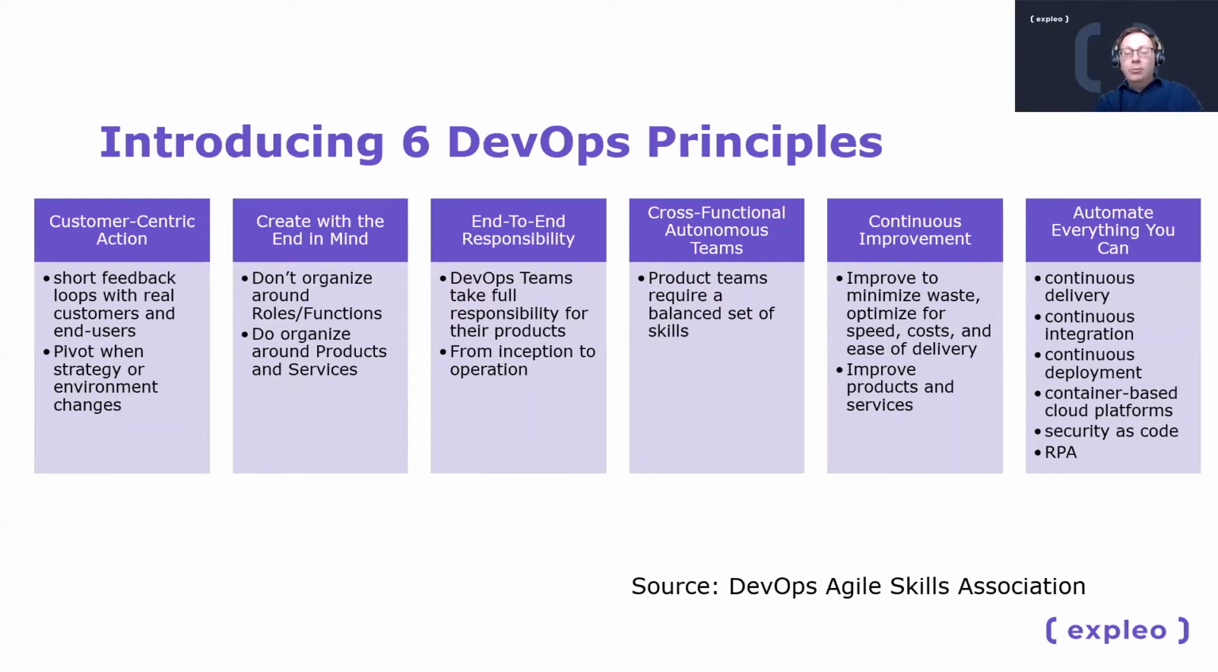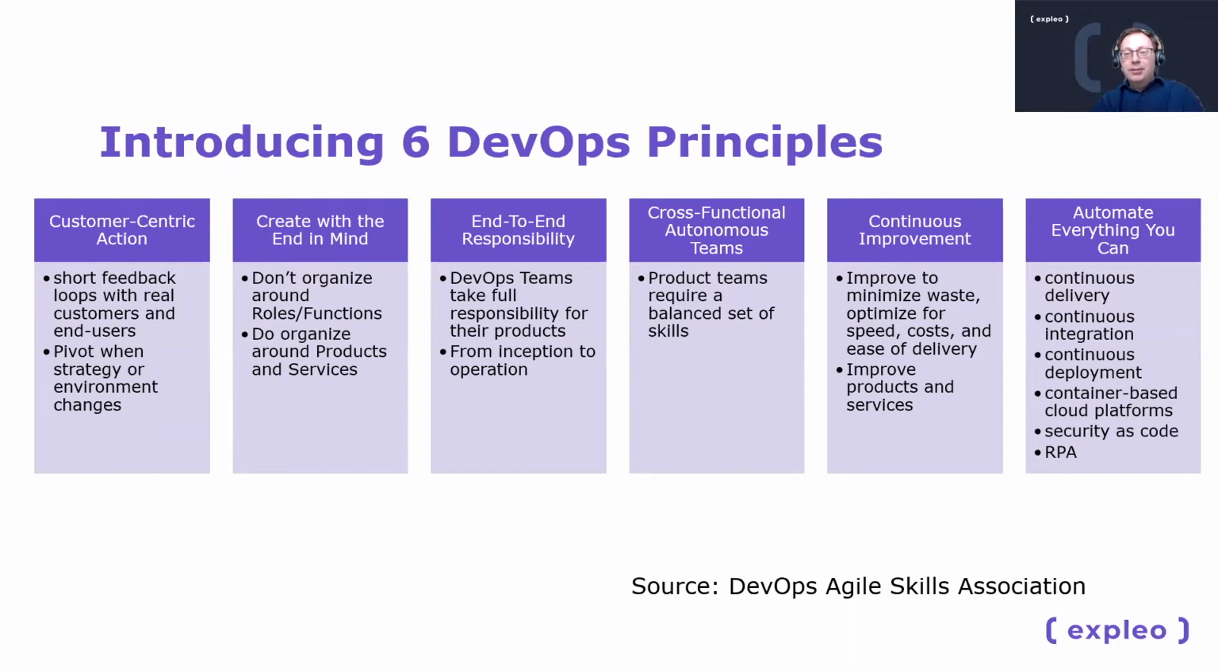DevOps teams also take end-to-end responsibility. A good practice in DevOps is a product team that takes it from inception all the way through to operation and maintenance and supports it through its life cycle. But to do that, they've got to be cross-functional and autonomous. So they've got to have a balanced set of skills. Now, one of the benefits of that is often these teams can then have good scope for continuous improvement. We build a culture of minimizing waste, optimizing for speed, and generally improve not only our delivery, but also the products and services that we deliver as well.